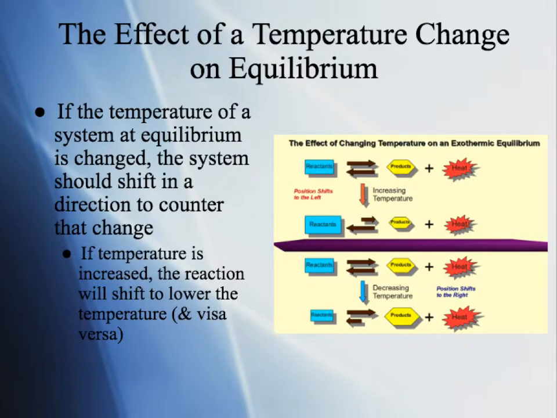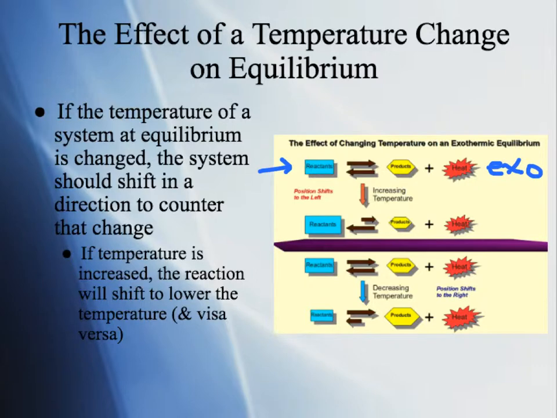All right, so we've talked about concentration, we've talked about pressure, and now we're going to talk about temperature. If the temperature of a system at equilibrium is changed, the system shifts to counter that change. So this is a reaction at equilibrium where we have reactants and products, and it emits heat. Remember, this is an exothermic reaction.